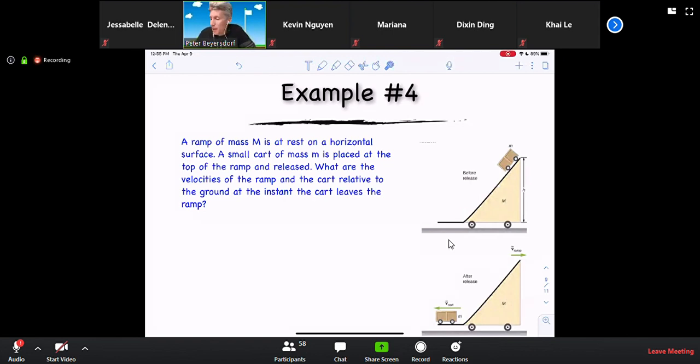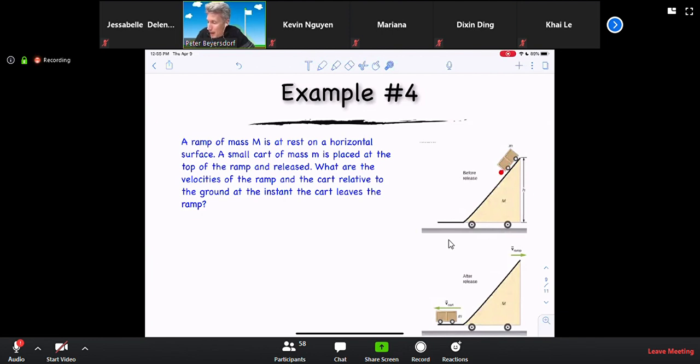This is maybe a little bit of a contrived problem, but imagine we've got this big ramp on wheels such that it can roll freely left and right. On the ramp, we put another object, a little cart, that also has wheels, so it can roll freely. And we release that cart from rest, initially at a height h.